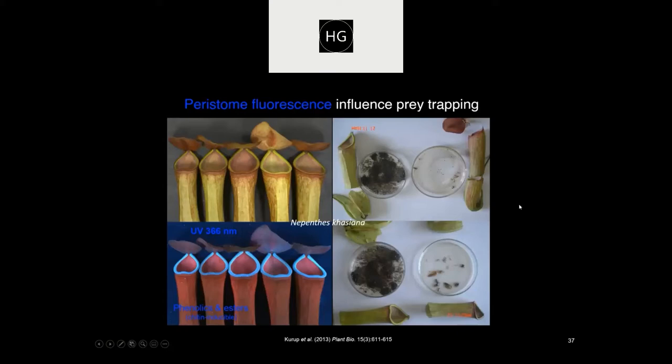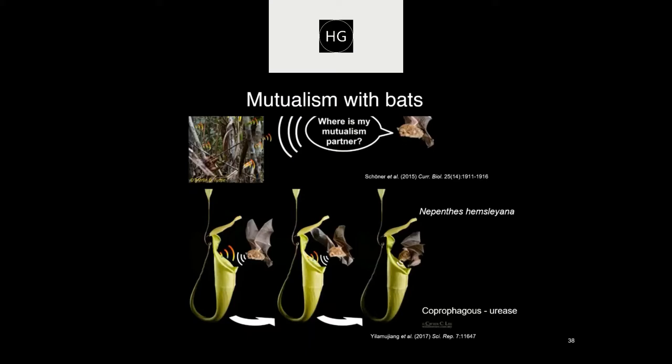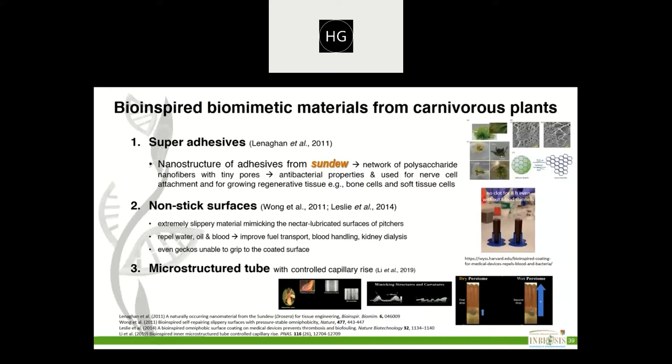Okay. Another interesting thing about pitcher plants is that they have mutualism with bats for certain species. So it's for such a coprophagous habit, which is utilizing the excrement, it produces a special urease enzyme to utilize it. Okay, and in terms of applied biomimetic materials, you have everything from super adhesive to super non-sticky surfaces. So, the two extremes inspired by different kinds of carnivorous plants. And even microstructured tubes inspired by the peristome structure of the pitcher leaf.